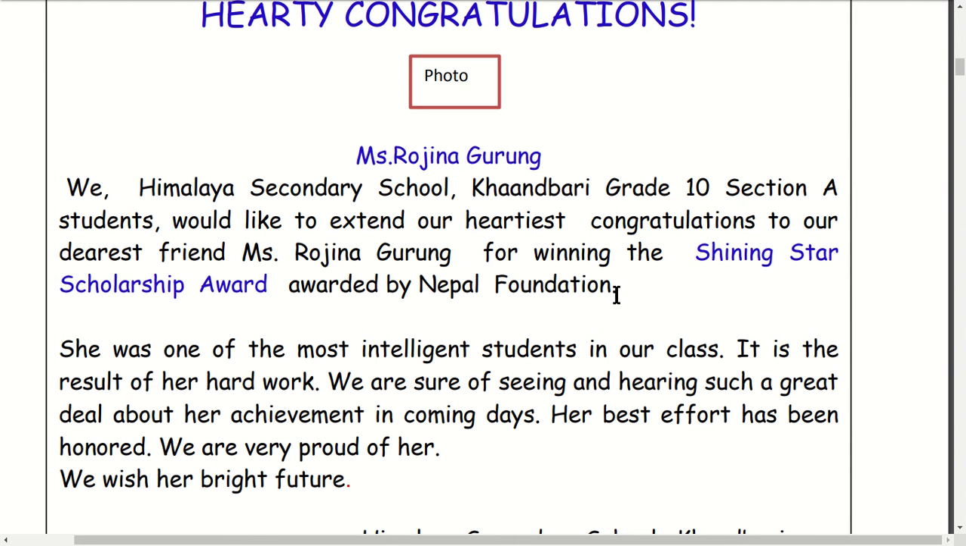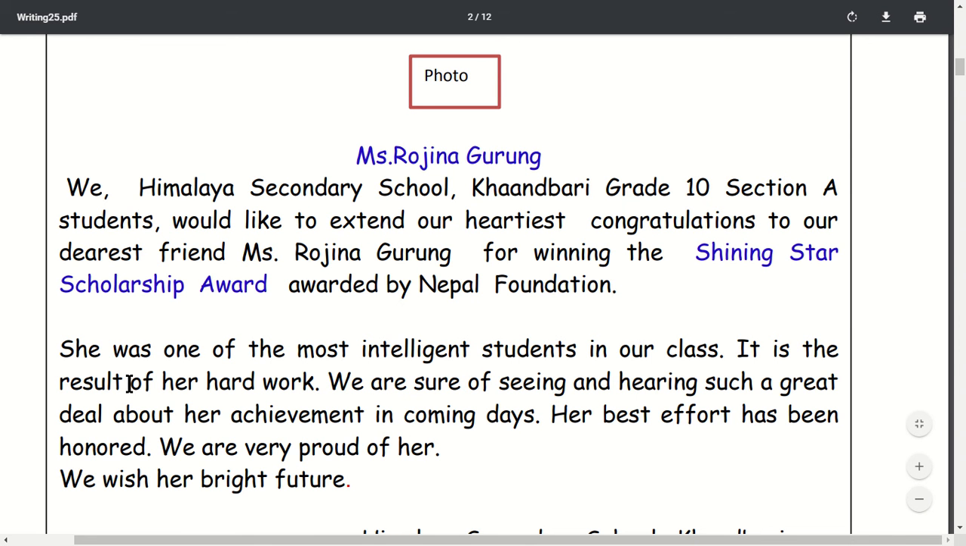Anyone in the organization, you have to read this one. "Would like to extend our heartiest congratulations to our dearest friend." This is a very important line here. These are the things you should know. This is the most important paragraph. The most important paragraph in congratulations is expressed in the first paragraph here.